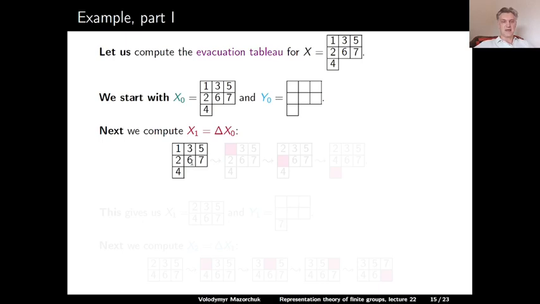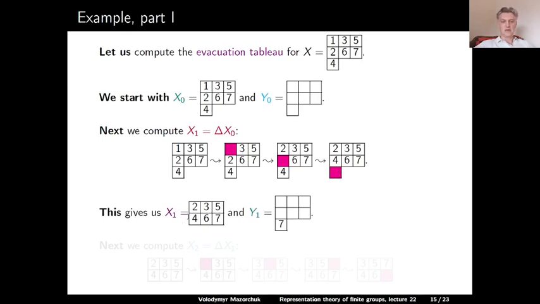So we start with X. We remove 1 and declare this node active. It has 3 on the right and 2 below. 2 is smaller, so we swap 2 and the active box. This has 6 on the right and 4 below, so 4 is smaller, so we swap 4 and the active box. And now the active box is removable. So this means that X1 has shape 3, 3 and 2, 3, 5 in the first row and 4, 6, 7 in the second row.